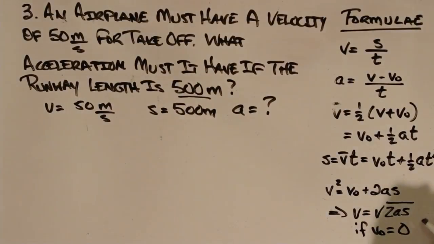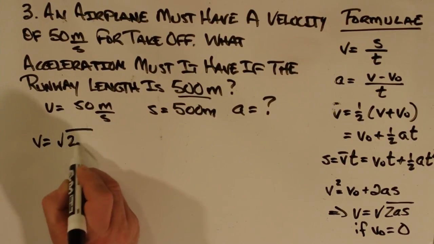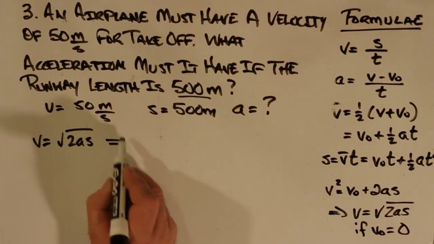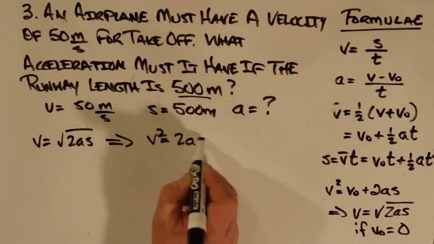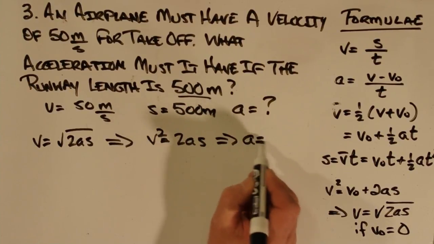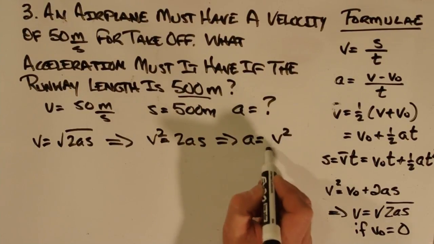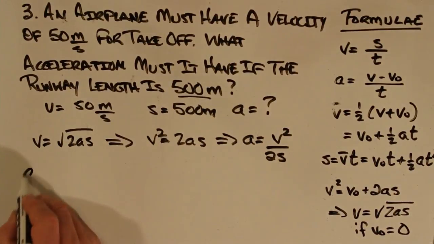We'll be able to use the same equation we used in the last problem. And here V sub 0 is equal to 0, which is why we can use V is equal to the square root of 2AS. We rewrite that as v squared is equal to 2 times acceleration times the distance. So we get an equation for the acceleration of v squared, or speed squared, divided by 2 times the distance.